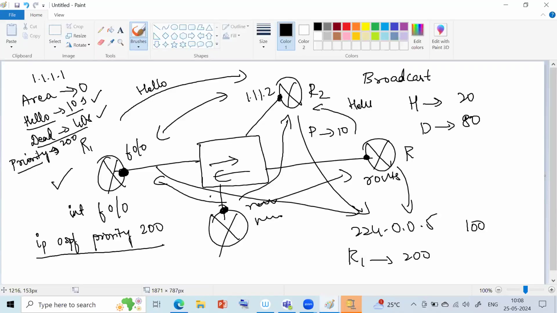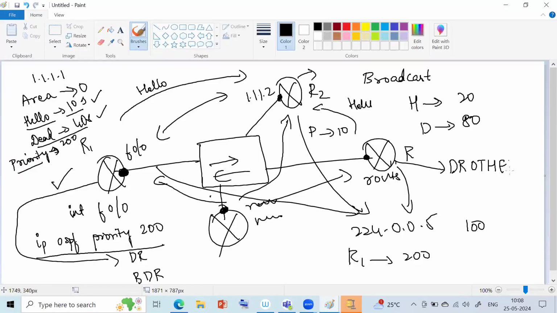Now, this is called a DR. The second one, with second priority, is known as BDR. Then what are these known as? These are known as DR other. Means they are not the designated router, they are other designated routers.